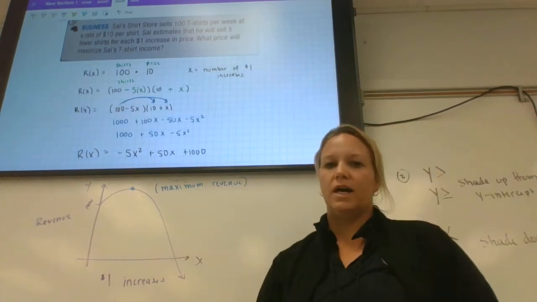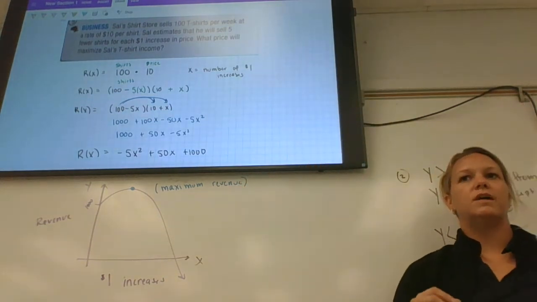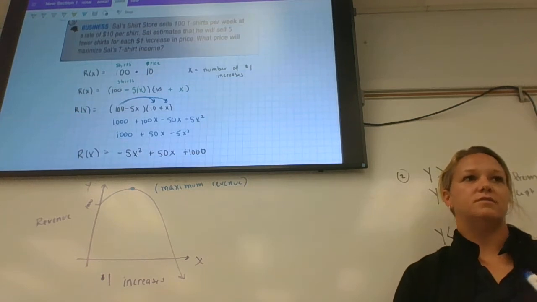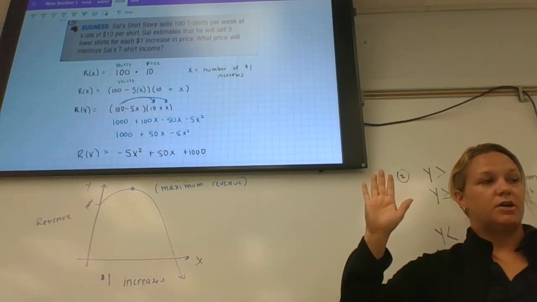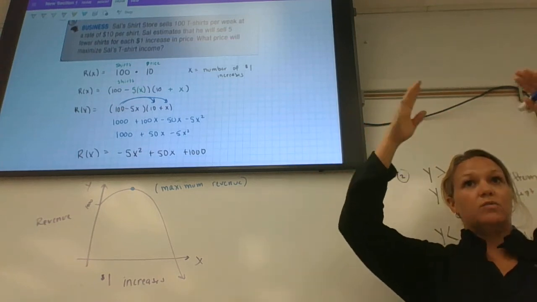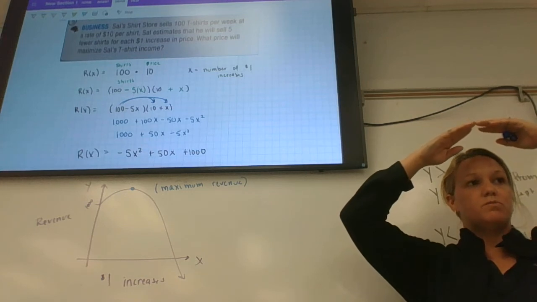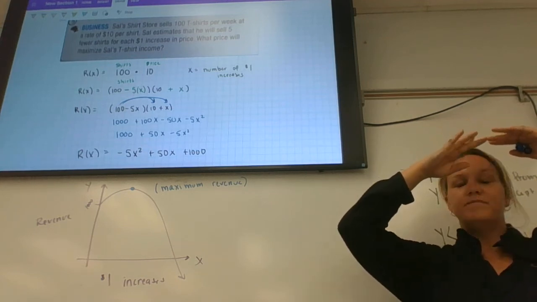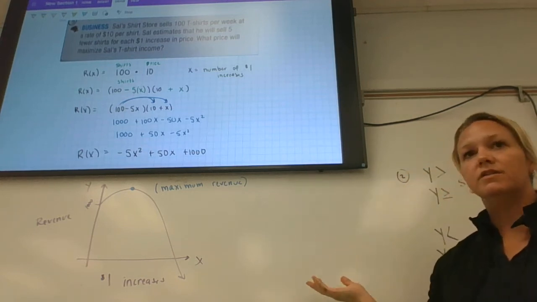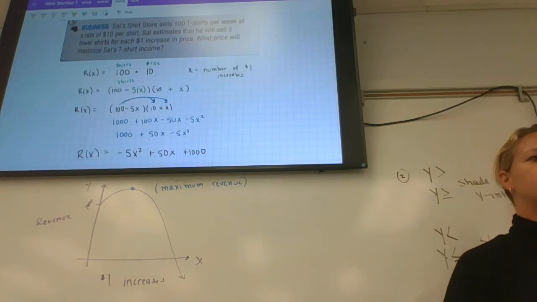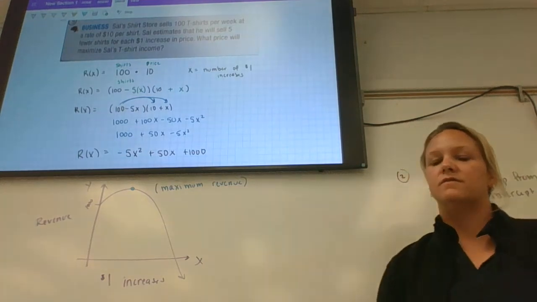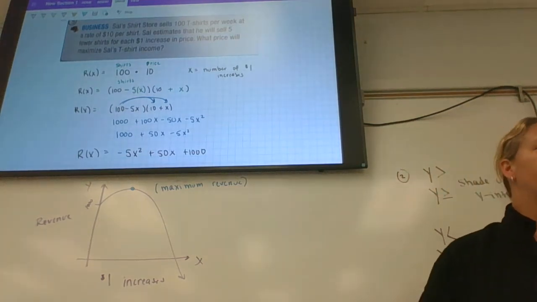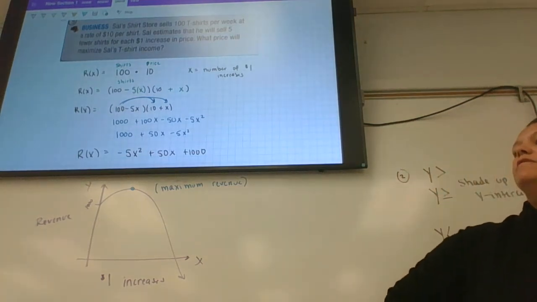So this is an actual real world application of quadratics. It's used in marketing and in business. They will graph their money versus their profit, and then they will decide where they're going to max out, and that's how they reach price points. Okay, so go ahead, find the vertex. Find the vertex of this quadratic. How do we find the vertex?